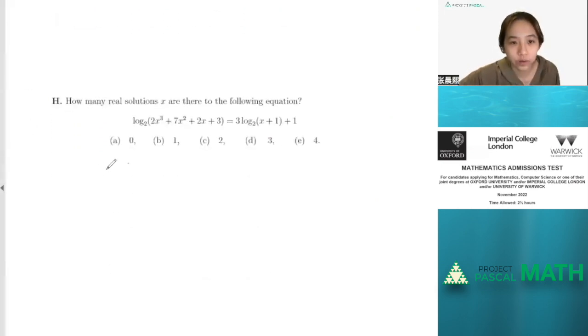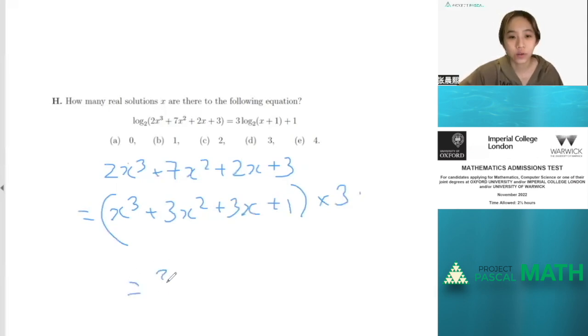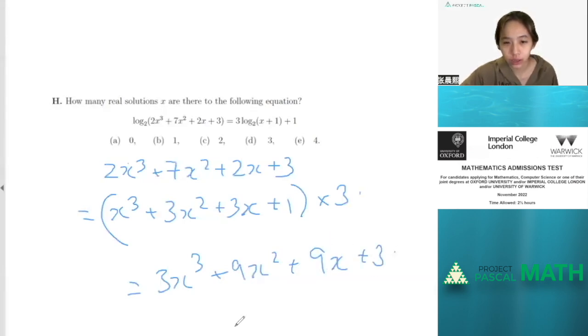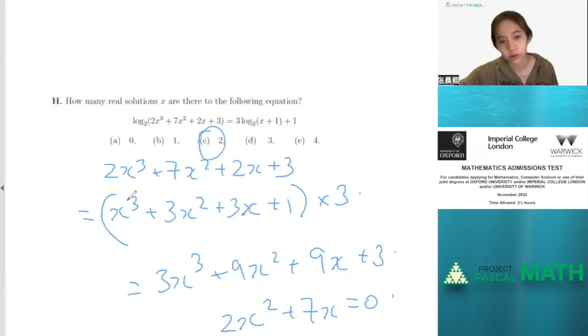Okay. And for this one, 2x cubed plus 7x squared plus 2x plus 3 gives you x cubed plus 3x squared plus 3x plus 1 times 3. So your 3x squared, x cubed plus 9x squared plus 9x plus 3. And so it's like 2x squared plus 7x equals 0. And the number of real solutions is thus 2.